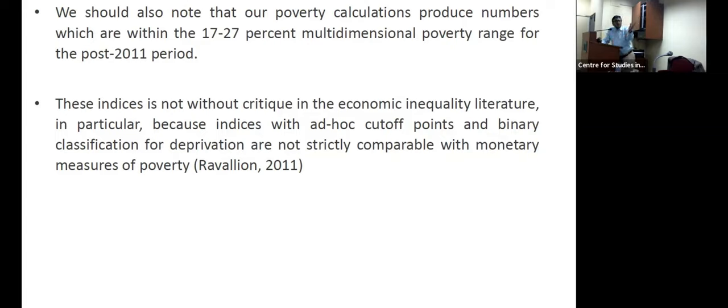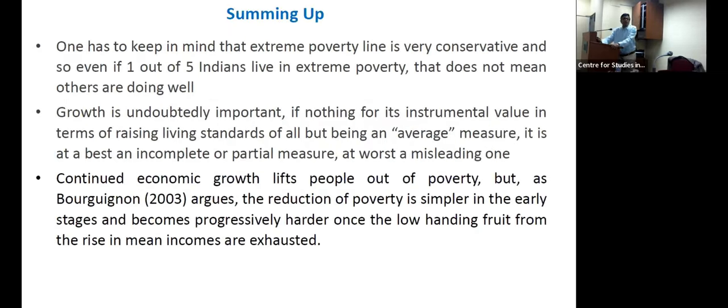But interestingly, if you look at the multidimensional poverty range nationally during this period, it is in the 17 to 27% range. But keep in mind that these percentages are like comparing a math exam score with a creative writing score. So they're not exactly comparable.